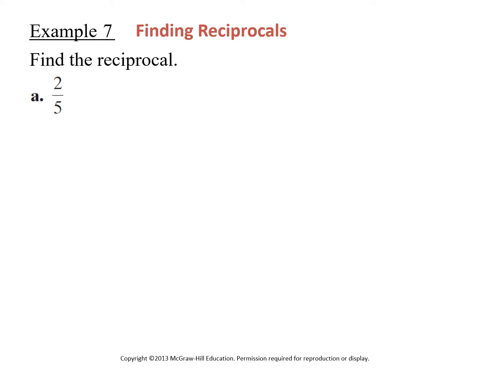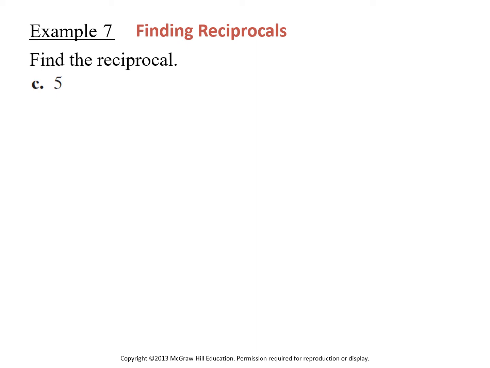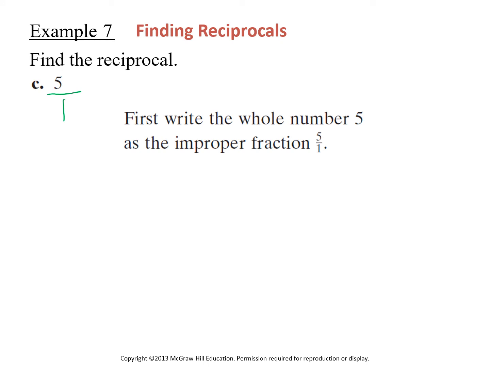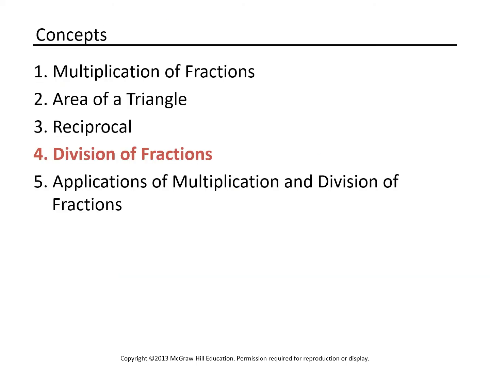So the reciprocal of 2/5 will be 5/2. The reciprocal of 1/9 will be 9 over 1, or just 9. And the reciprocal of 5, recognizing that 5 is 5 over 1, its reciprocal is 1 over 5. The reciprocal of 0, the number 0 has no reciprocal because 1 over 0 is undefined. There is no number that I can multiply 0 by and get 1, so it has no reciprocal.